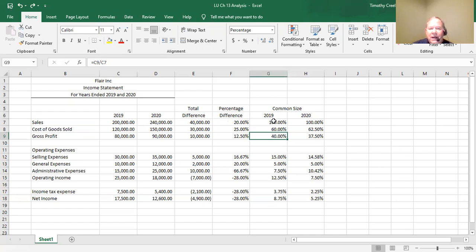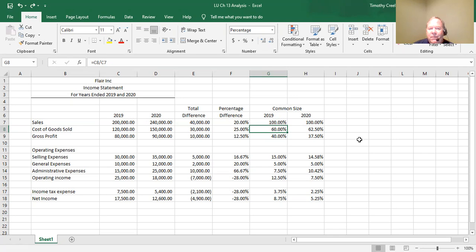And so basically what I did was, for 2019, I took cost of goods sold, divided it by the sales total, and it gave me 60%. The cost of goods sold was 60% of sales. And I did that for every single number on the income statement here. Now, here's the thing. What do you gain from vertical or horizontal analysis? And this is true data analytics. This is true data analysis.